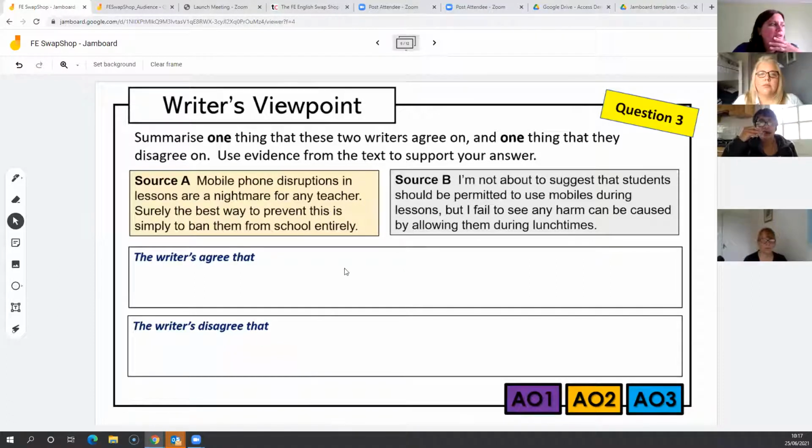I've done writing frames, if you like, to get them to think about different sources and viewpoints. This is for GCSE, where they can be looking at what writers agree on and what they disagree on. Again, this is question 3, paper 2, as an example.